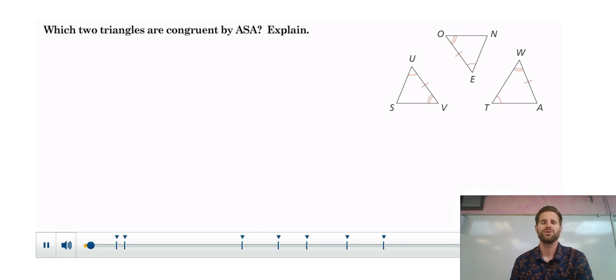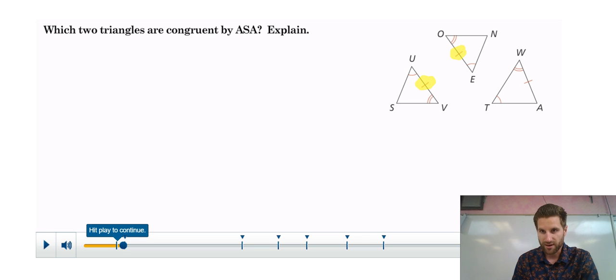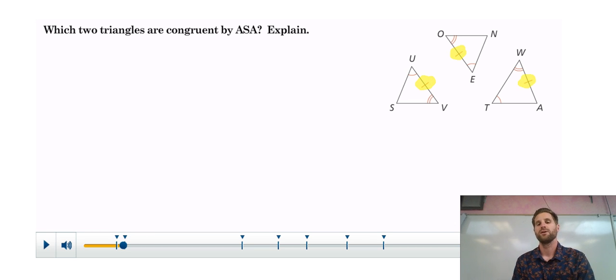All right. Which two triangles are congruent by angle, side, angle? Well, we have to make sure that the side is included. So all we have to do is locate the side and see if it's included. So we see here's the side, and here's the side. So which one has the included side?